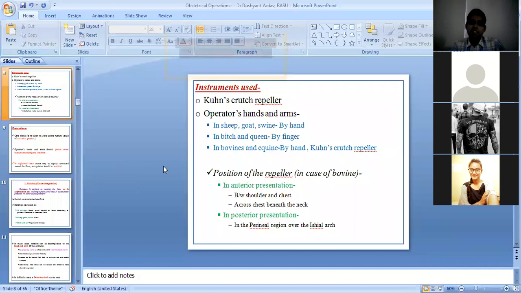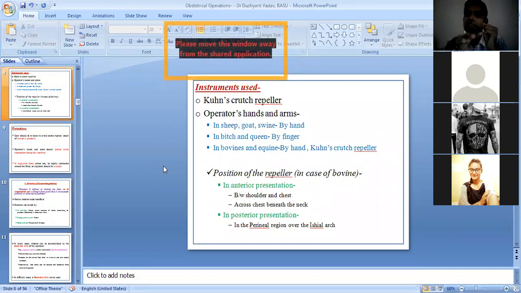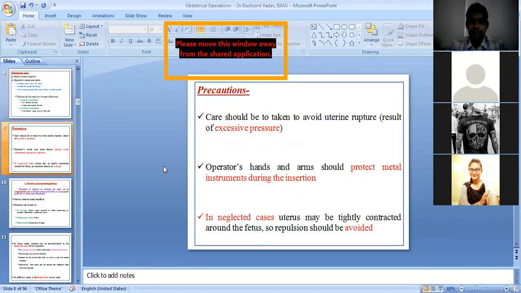In the posterior presentation, you can apply it on the perineal arch or ischial arch, or where the anus is present, on the anal portion, and so we repel that fetus. What precaution should be taken? Do not apply excessive pressure, as you mentioned.